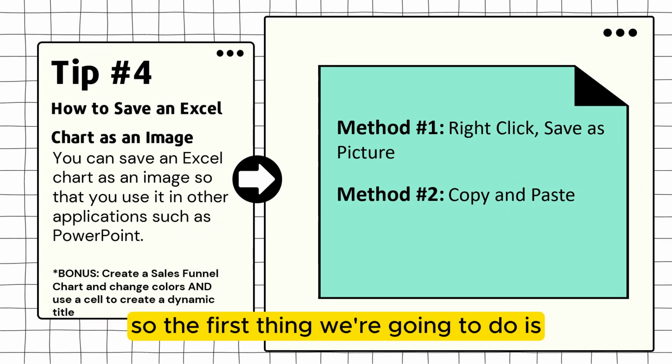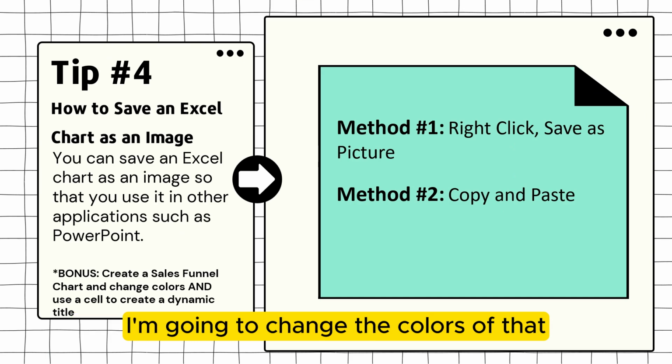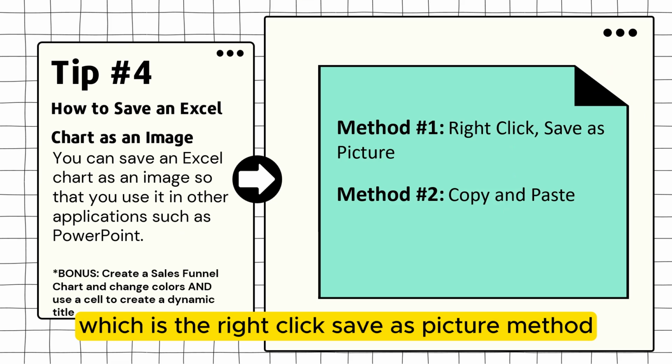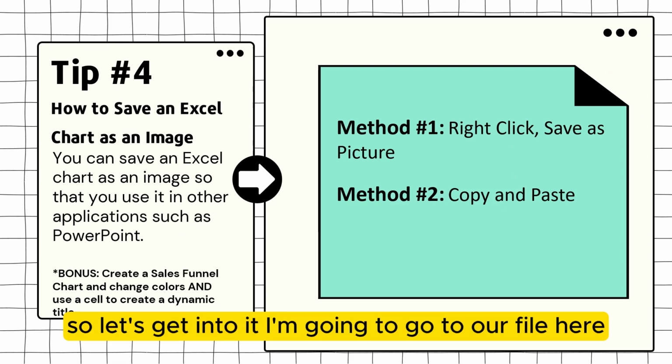So the first thing we're going to do is create a sales funnel chart. I'm going to change the colors of that, and then I'm going to demonstrate method number 1, which is the right-click Save As Picture method, and method 2, which is simply copy and paste. So let's get into it.